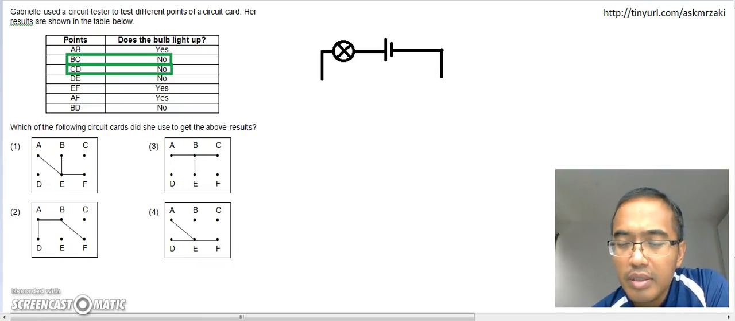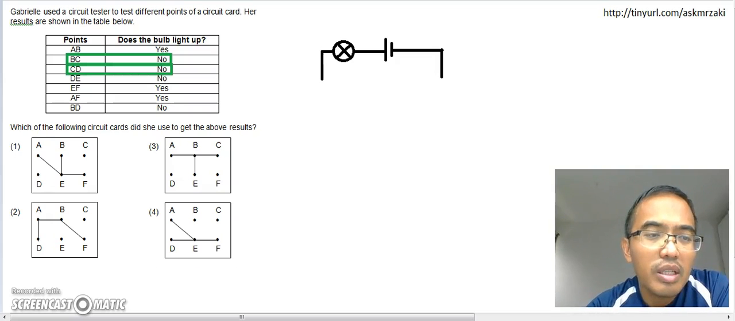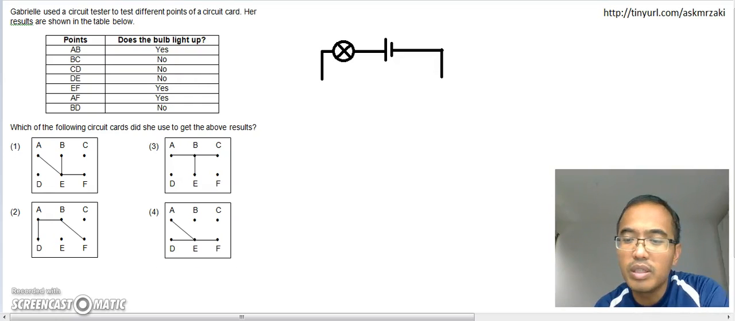Okay, let's do the next question. Gabrielle used a circuit tester to test different points of a circuit card. Her results are shown in the table below. Sorry, just remove that green thing.